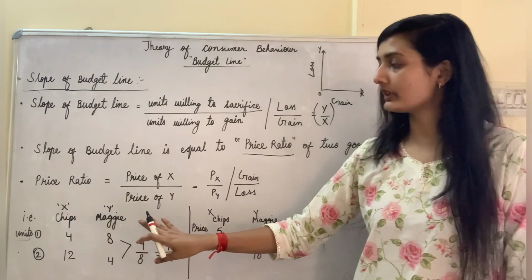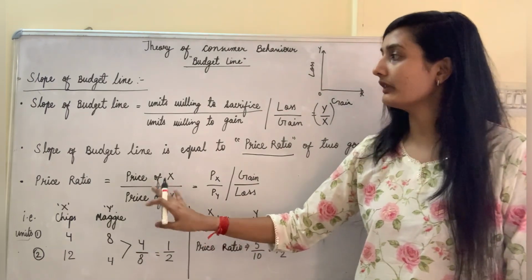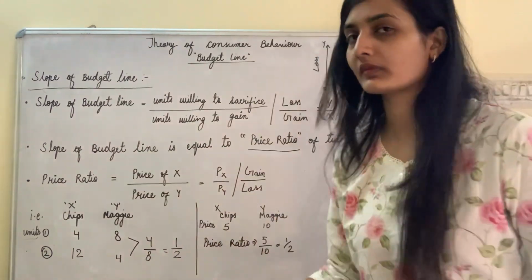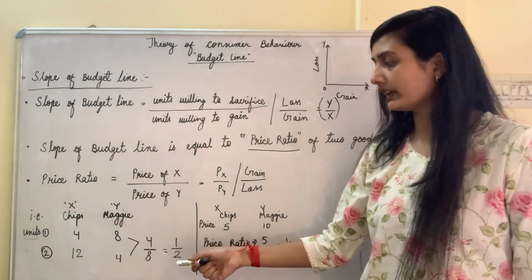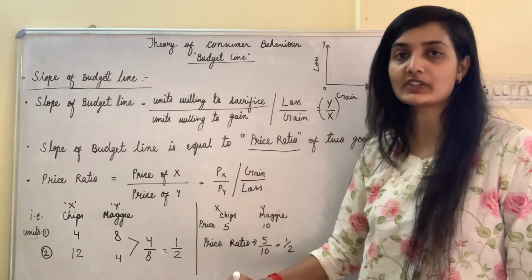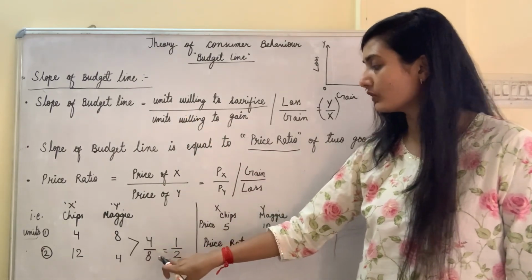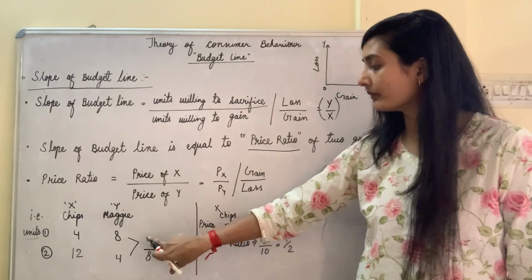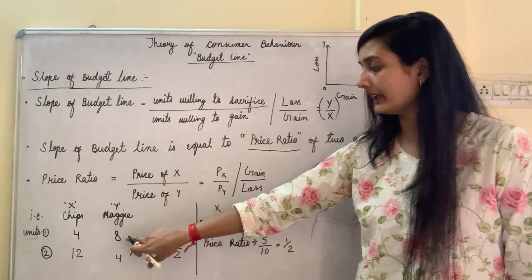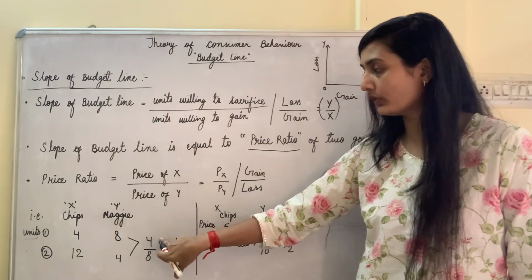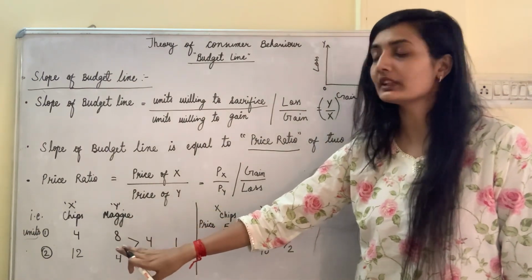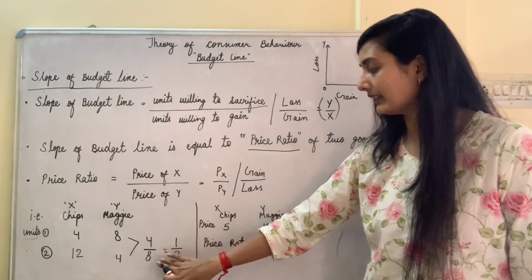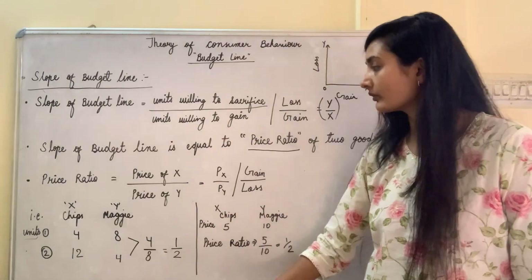Here we are going to discuss an example. So we will find out the slope of budget line and the price ratio of budget line. We need to find out the slope of budget line. As slope is equal to loss by gain, we are sacrificing the commodity Maggi. So it is decreased by 8 minus 4 is equal to 4, and we are increasing the units of chips from 4 to 12, that is 8. So 4 by 8 is equal to 1 by 2.